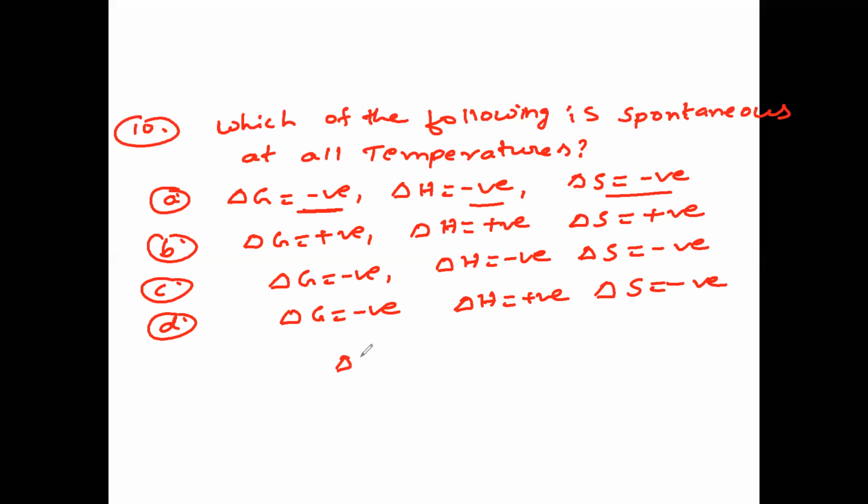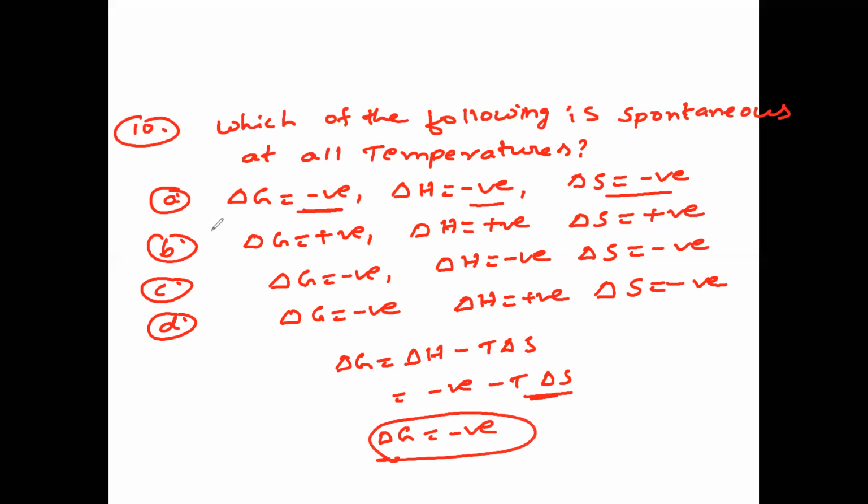If you take delta G is equal to delta H minus T delta S, so delta H is negative and minus T delta S is also negative. So if both are negative, automatically delta G becomes negative. So it is possible at all temperatures. So answer is first option again. If all three are negative, the reaction is spontaneous at all temperatures, not only at low temperature or high temperature, at all temperatures. I hope it is clear.